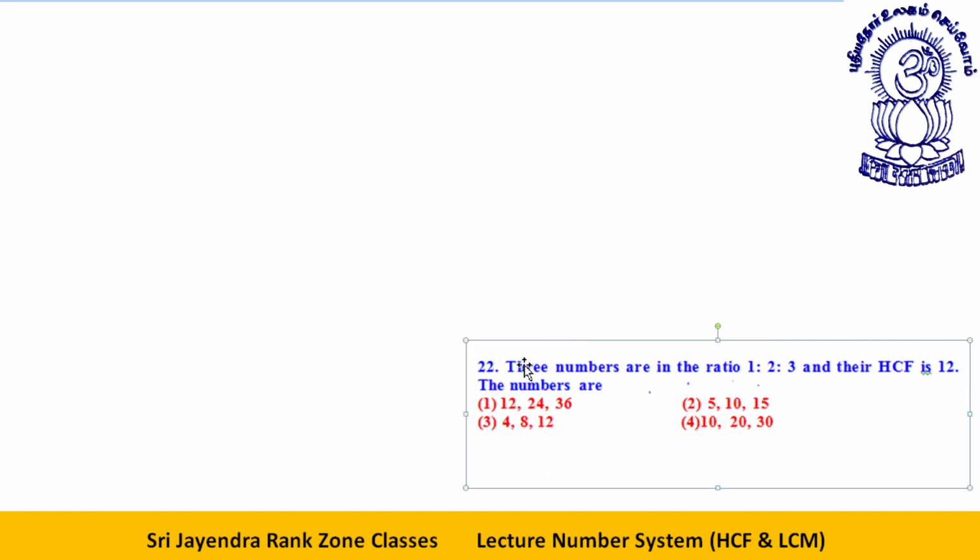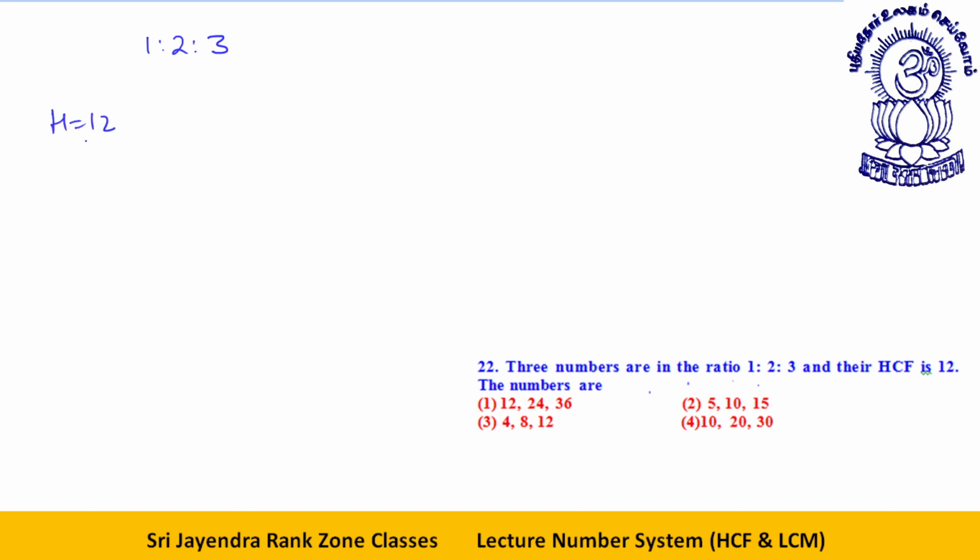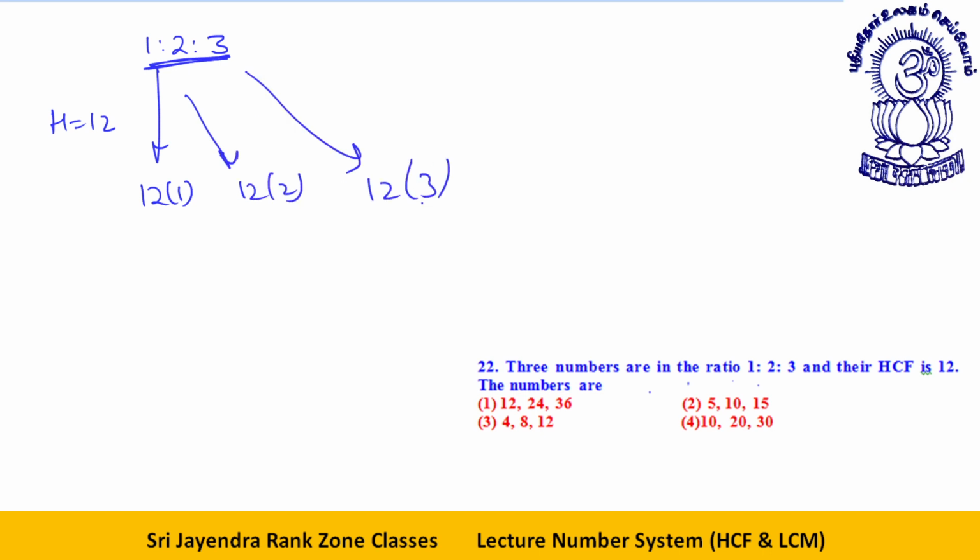Now this is again a different one, and this will be the last question for the day. Three numbers are in the ratio 1 is to 2 is to 3. Their HCF is 12. Okay, very easy. First of all, this ratio is co-prime, 1 is to 2 is to 3. So the numbers are nothing but 12 into 1, 12 into 2, 12 into 3. So the numbers are 12, 24 and 36. These are the three numbers. This is your answer, option number 1.